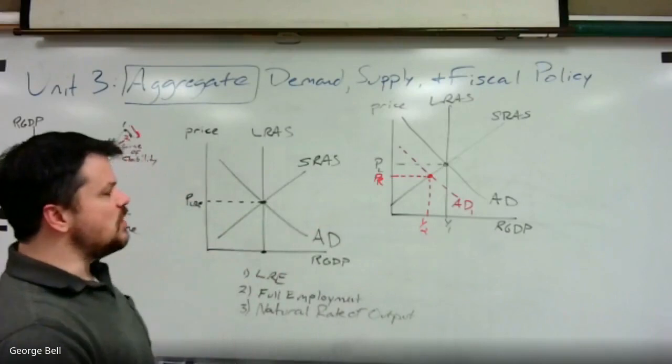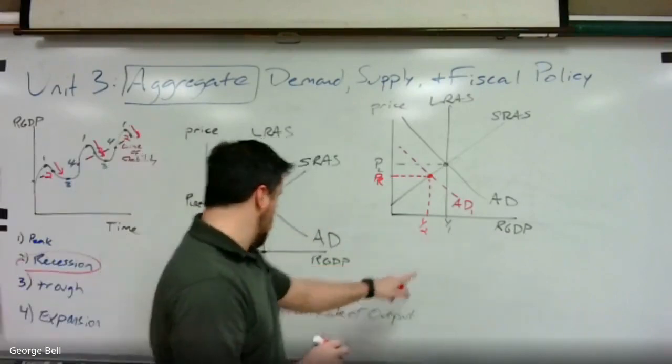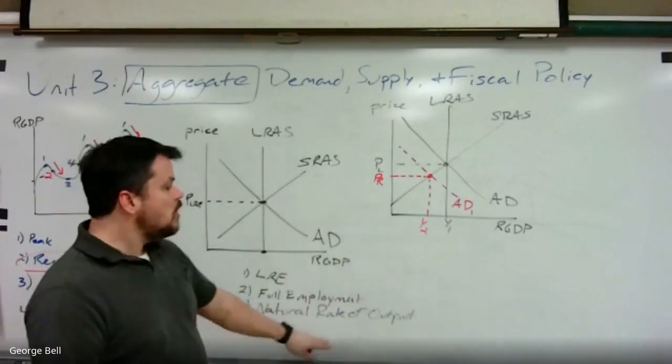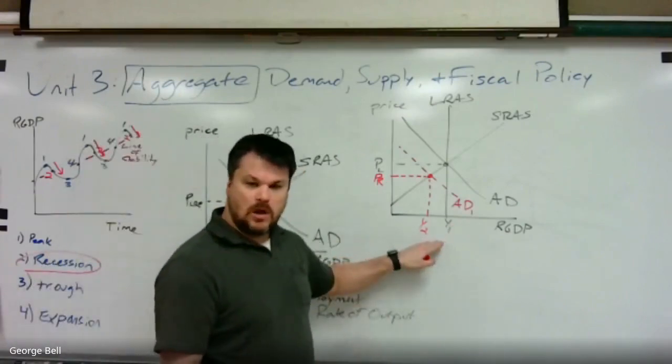Now, what this shows us is that we are currently operating below full employment. We're currently operating below the natural rate of output. We're currently operating below long-run equilibrium.